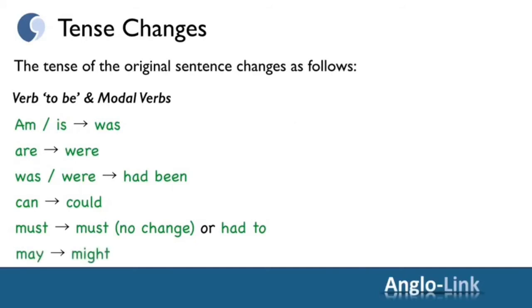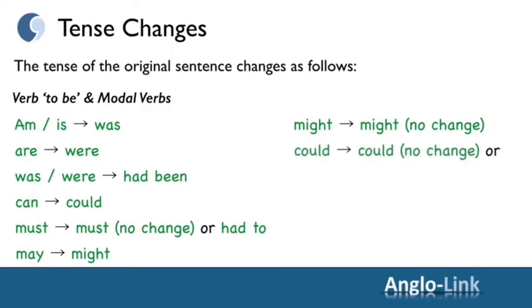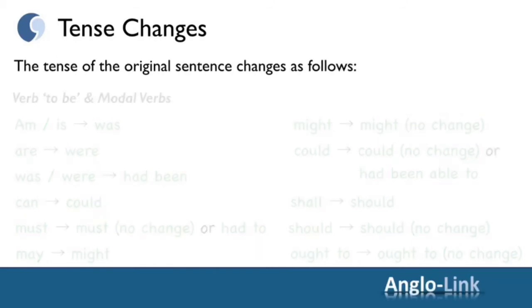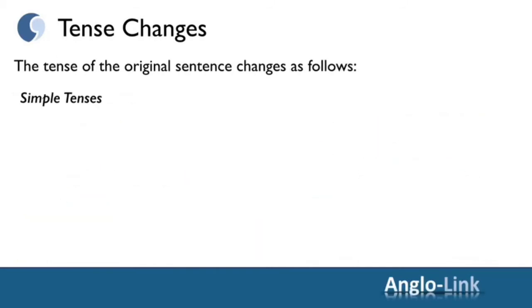Or you could say had to. May changes to might. Might does not change. It remains the way it is. And could can remain that way or be had been able to. Shall turns to should. And should remains the way it is, whereas ought to remains the way it is as well. So please take note of this.